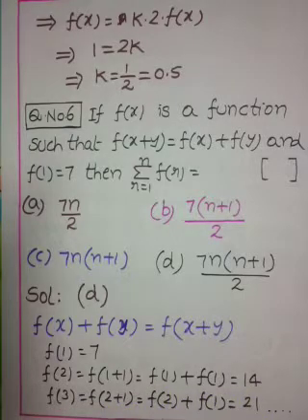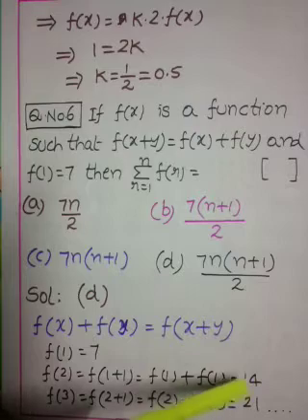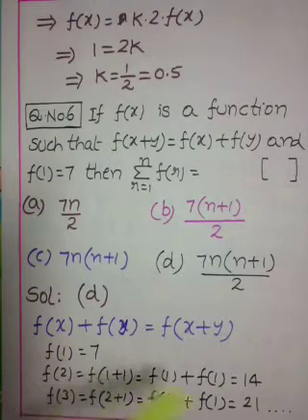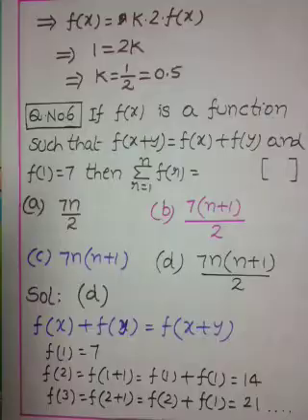Now let us find the f of 3 value. How can you write f of 3? f of 2 plus 1. Isn't it right? Right or not? Now, according to the given definition, f of x plus y is equal to f of x plus f of y, so f of 2 plus f of 1. What is the f of 2 value? We already got 14, plus f of 1 value is 7. Understood, my dear children? We got here f of 1, f of 2, f of 3. Okay, my dear children?